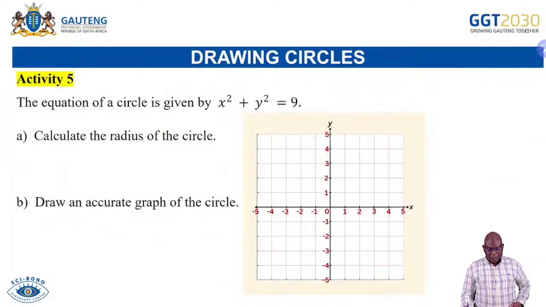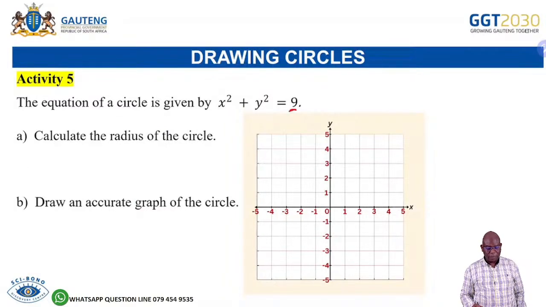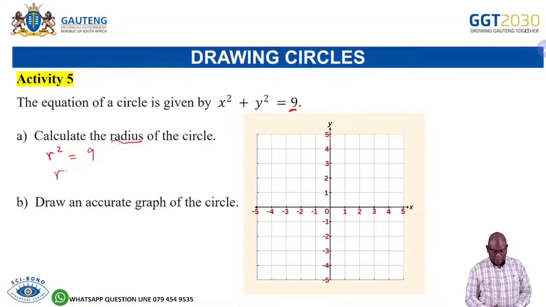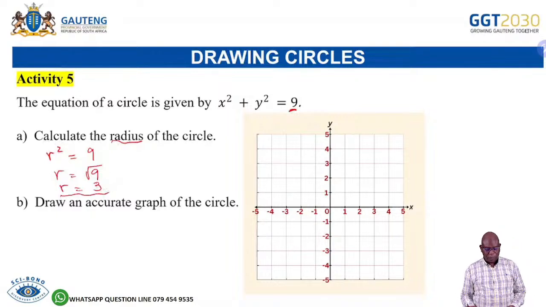Now the next activity, 5. It says the equation of the circle is given by x squared plus y squared equals 9. Calculate the radius of the circle. Remember, the radius of the circle is not 9, but what you do is you say radius squared equals 9, so my radius will be the square root of 9, and the square root of 9 is 3. Remember, with r, it's always a positive value.